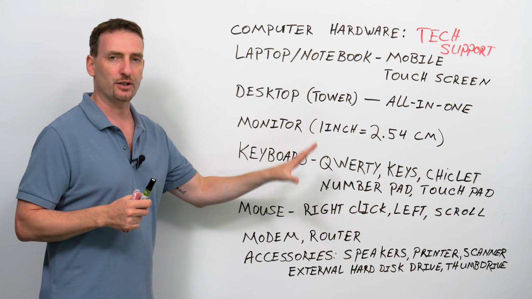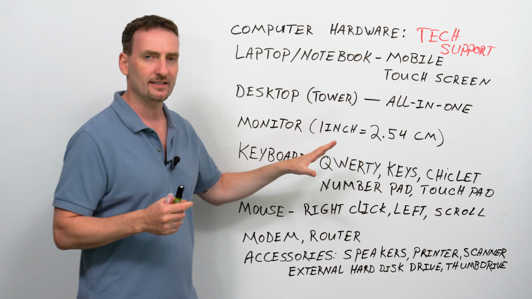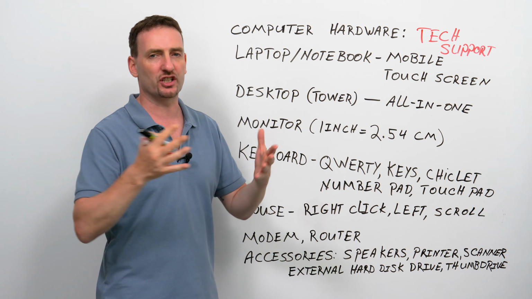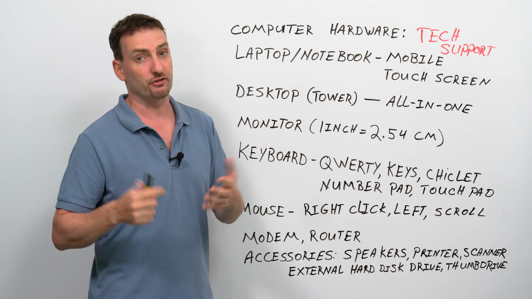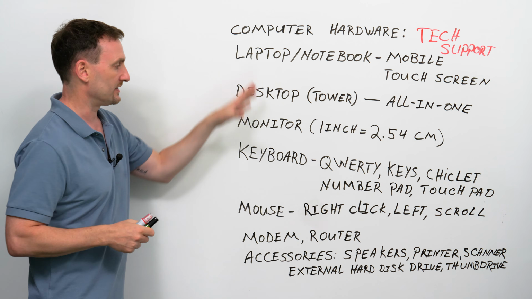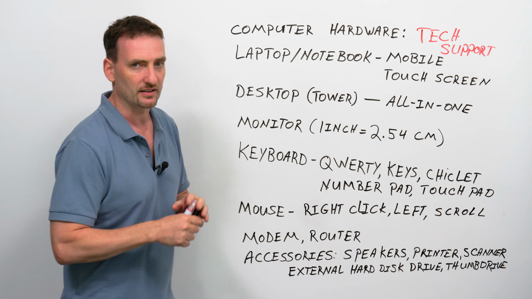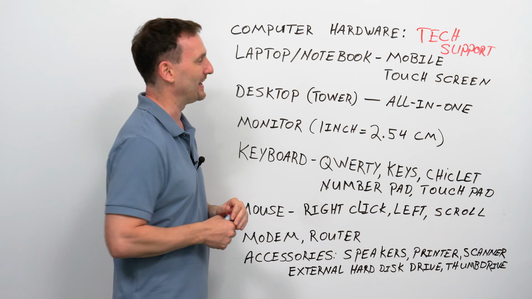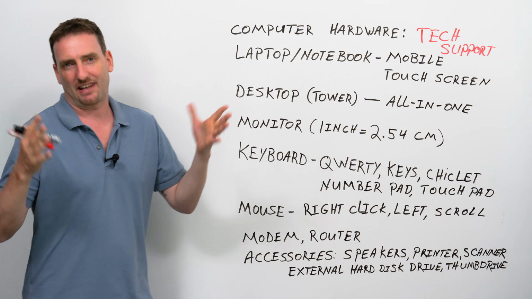So we're going to start with the actual hardware, with the actual things, and then we're going to look at different functions for each one of these things that you really need to know. We're going to look at some shortcuts, some functions, and things that you can do with them. Anyway, so let's start with the actual computer.